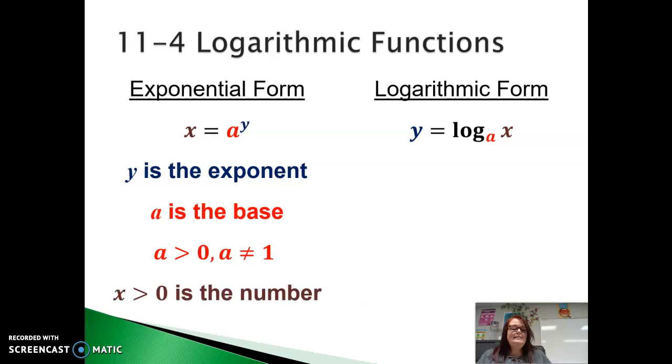So in this case, x greater than 0 is going to be the number because any positive number to any power is going to remain positive. Even if the exponent is negative, it just means flip it and put it in the denominator.